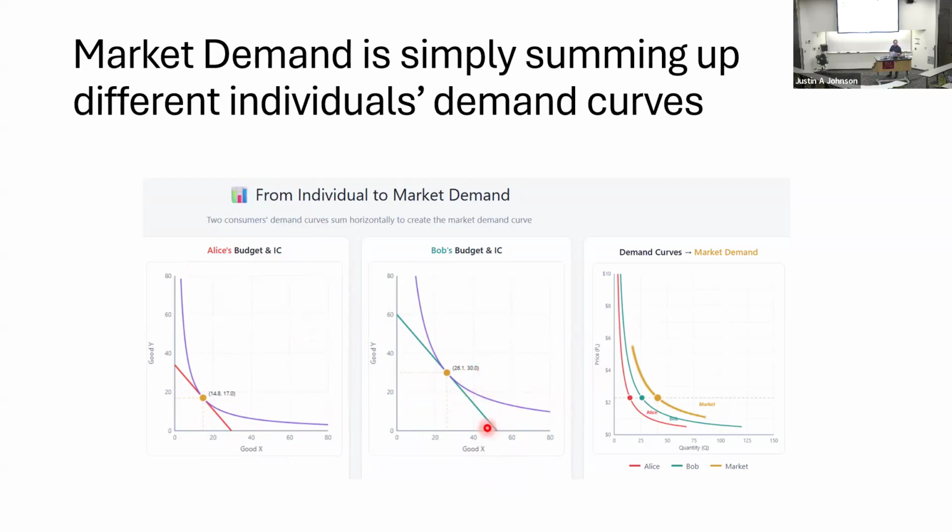The way we go from that information about individuals, or eventually all individuals in society, is we just do what's called horizontal summation. You might remember that. Here it's just saying, let's add the quantity from Alice to the quantity that Bob demands at each of the different prices. So at this price, here is Alice, here is Bob. The market is just summing those two. And so basically how far it is from the y-axis to Alice, we just sort of tack that on here at the end of Bob's, and that's there.